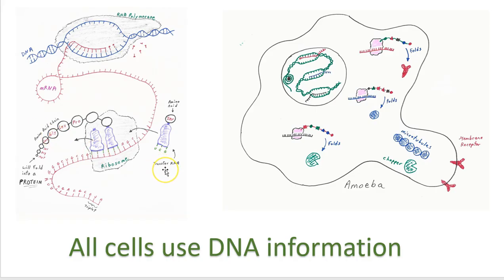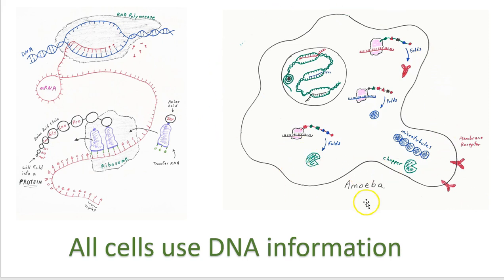Now, all cells use this DNA information to build proteins. On the left here, we see our familiar diagram. This is how bacteria would do it. A region of DNA called a gene is going to be used to build a temporary copy, messenger RNA. The messenger RNA will hook up to ribosomes, which will then build the protein one amino acid at a time. The sequence of messenger RNA letters is a copy of the sequence of DNA letters. So DNA stores the information to build the proteins. Well, that's true in bacteria, but also in complex cells.